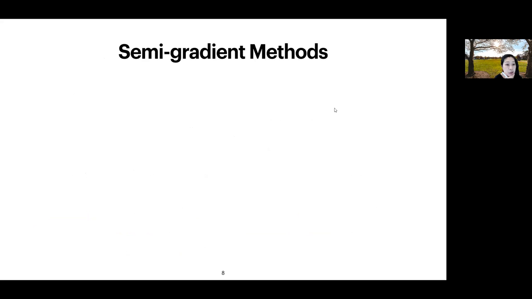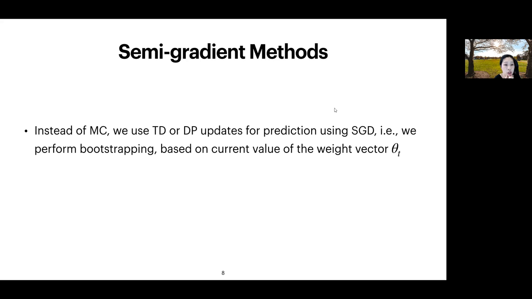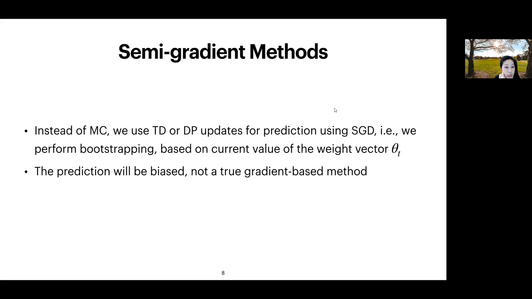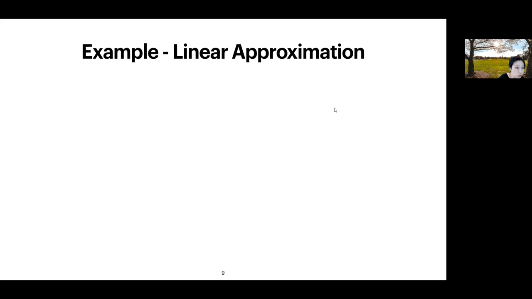Okay, so however, we're not going to use Monte Carlo methods to do the evaluation of the true value function. What we will do today, and what we'll introduce, is something called semi-gradient methods. On top of what we've already introduced as gradient methods for function approximation, instead of using Monte Carlo to estimate the value function, we want to use the TD updates for prediction using stochastic gradient descent. Essentially, what I mean is we want to perform bootstrapping based on the current value of the weight vector theta t. And this prediction will apparently be biased. So it is not a true gradient-based method, and that's why we call it semi-gradient methods. And we'll see how it goes.